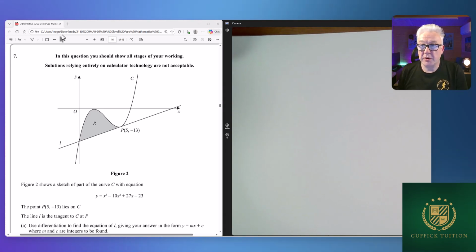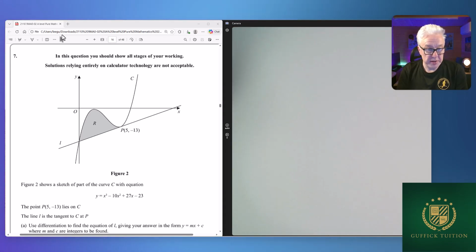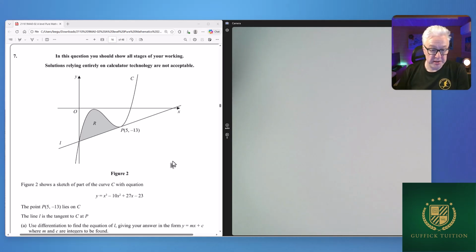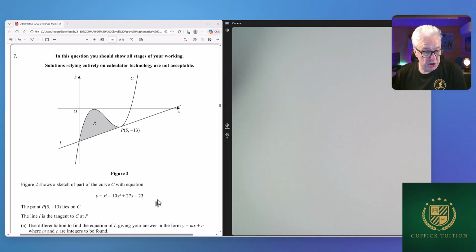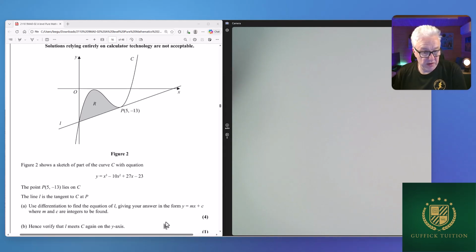Hello everyone, we've got an integration question here, and although this is on an A2 paper, actually I believe it could be suitable for AS as well. So it says figure 2 shows a sketch of part of a curve C with the equation y is equal to x cubed minus 10x squared plus 27x minus 23. The point P, (5, -23), lies on C. The line L is a tangent to C at P. Use differentiation to find an equation of L, giving your answer in the form y equals mx plus c.